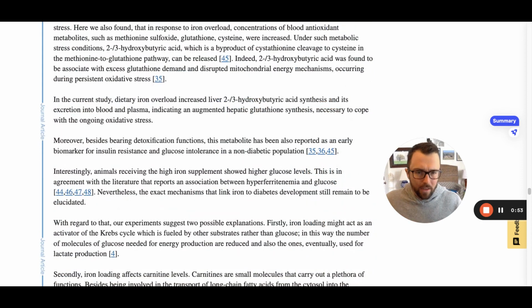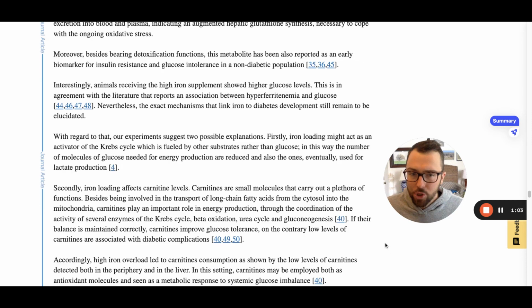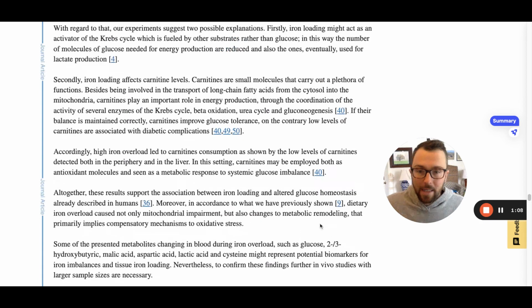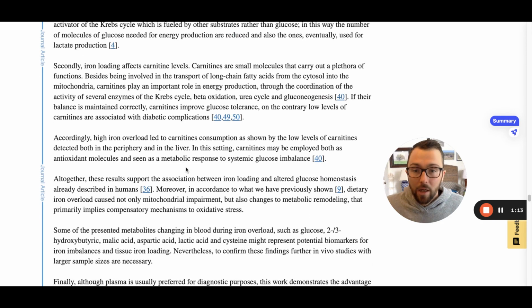Is it a byproduct of a defense mechanism? Is it a deficient nutrient that is needed to address the oxidation going on? I'm not entirely sure of that yet, but this paper is acknowledging that in the iron overloaded condition, the low levels of carnitine are being consumed in the body so that there's not a lot going on in the blood. And it's up to us to see what that's all about.